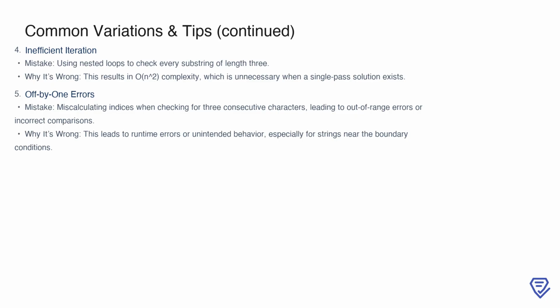These occur when you miscalculate indices while checking for 3 consecutive characters. For example, if your logic extends beyond the bounds of the string, it could lead to runtime errors. Similarly, misaligned indices could lead to incorrect comparisons and unintended behavior, especially when working with strings near boundary conditions. Paying close attention to your indexing will help you avoid these issues.